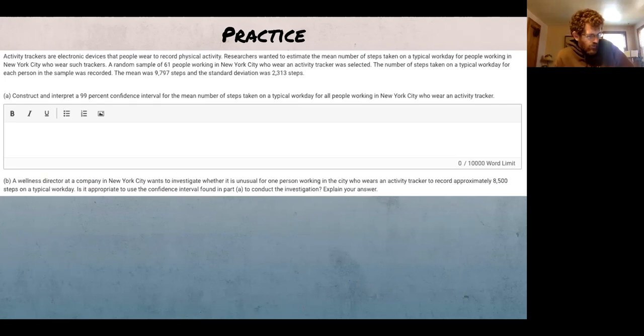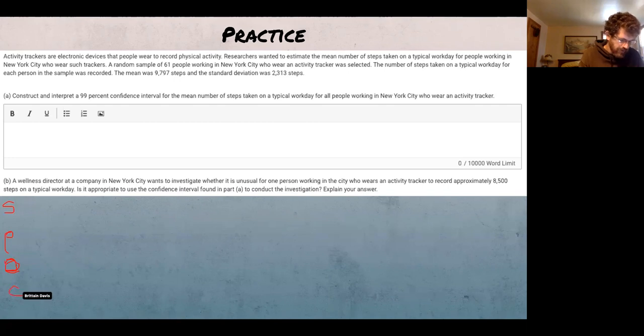So we are going to construct a 99% confidence interval for the mean number of steps taken on a typical workday for all people working in New York City who have an activity tracker. There's the information in the prompt up above. So let's go ahead and go through that process. That's the state, plan, do, and conclude. That's the biggest part of this.